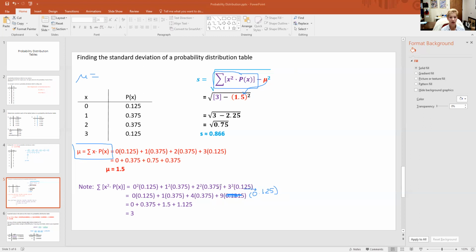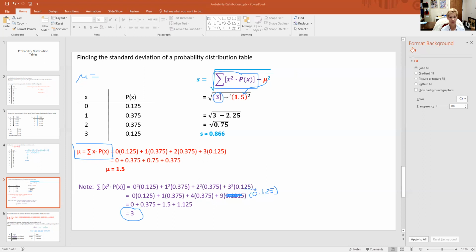Okay, so we double check it and make sure I wrote it down right. So 9 times 0.125 should be 1.125. So that is correct. So when I add all these answers up, I get a 3. So that 3 replaces this box. So that's where I got that 3. That 3 was the sum of every squared number times its probability.